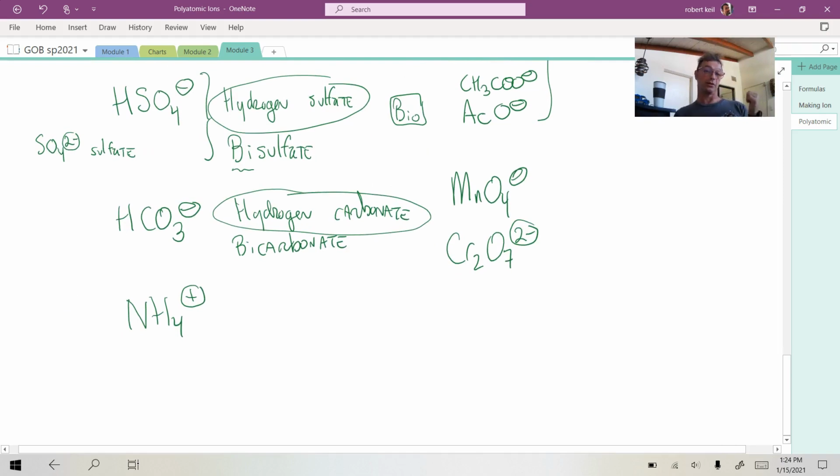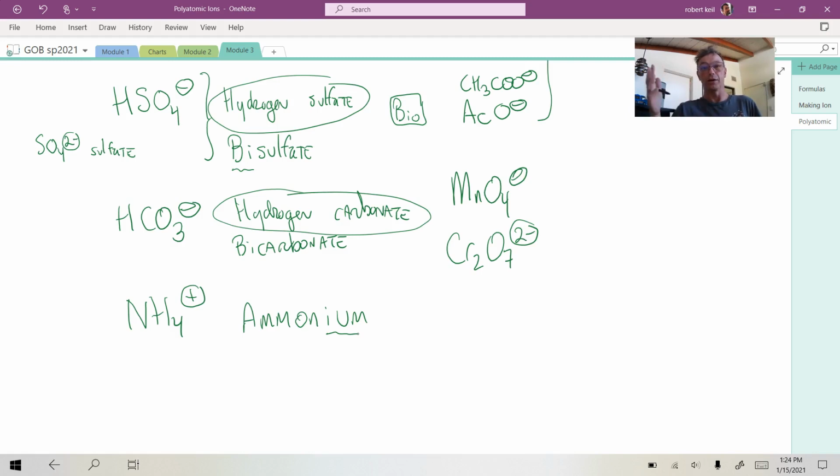Next one down is a little unusual. What's unusual about it? It's positively charged. It's the only one. So this is ammonium. IUM means positively charged in chemistry talk. Most of the elements end in IUM because they're metals like aluminum or aluminium and chromium, things like that. But not everyone does. The namers weren't always super consistent.